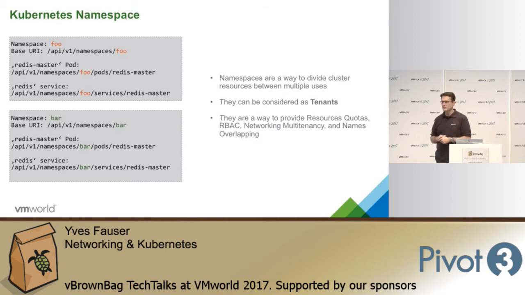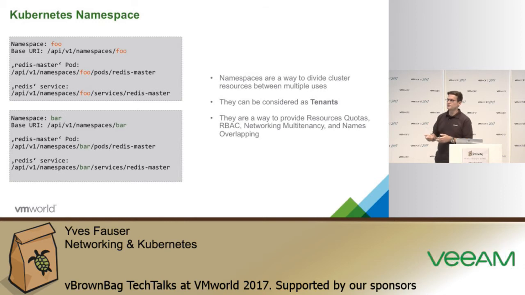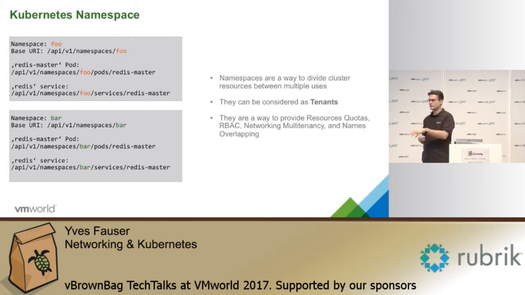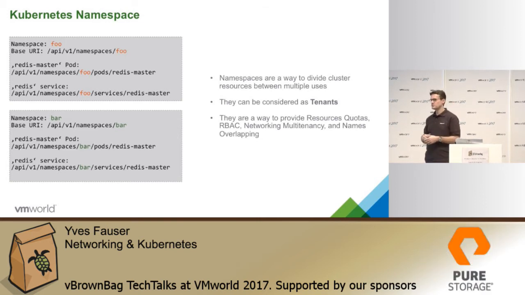unique name. But then the namespace evolved to be a tenancy construct. So we now have role-based access control per namespace. So you can say which users or user groups are able to access what resources in the namespace. We have quota per namespace, so things like CPU limits, memory, etc. are bound to the namespace.